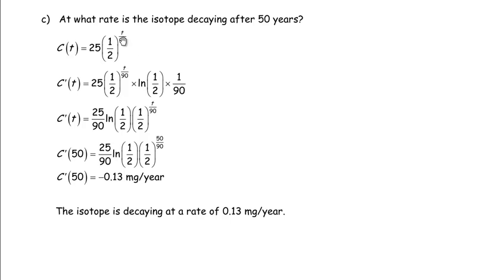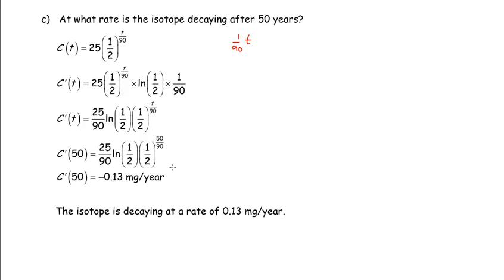Now the derivative of t over 90, you could think of that as 1/90th t. And so the derivative of that would be 1/90th. So that's why we multiply by the 1/90th on the end. So just to simplify the derivative before we evaluate it at 50 years, I'll multiply the 1/90th by 25 and write it as 25/90ths, ln of a half, times the 1/2 to the power of t over 90. And so there's my derivative.